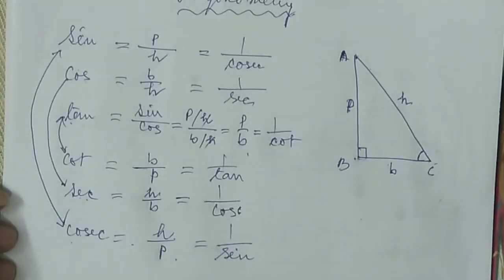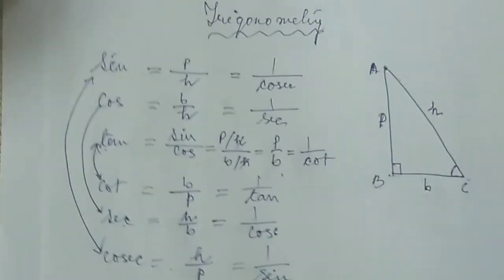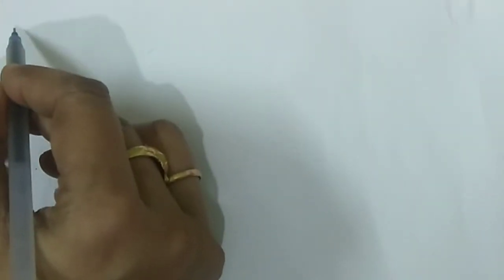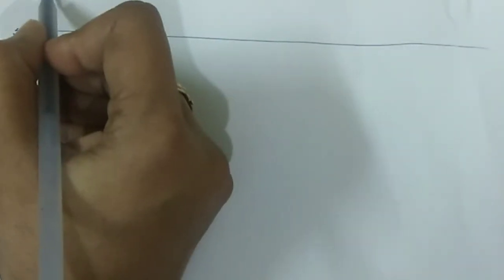And after that, we have some identities to be proved. That I'll solve later on, but first of all I'll show you how to get the trigonometric ratios of some particular values.